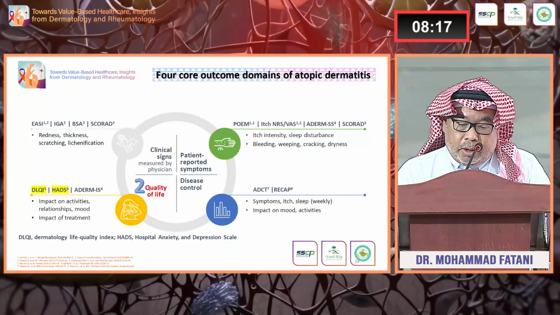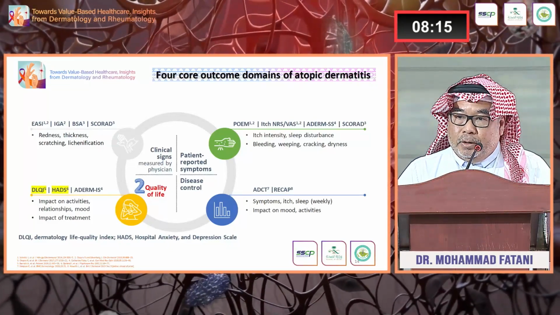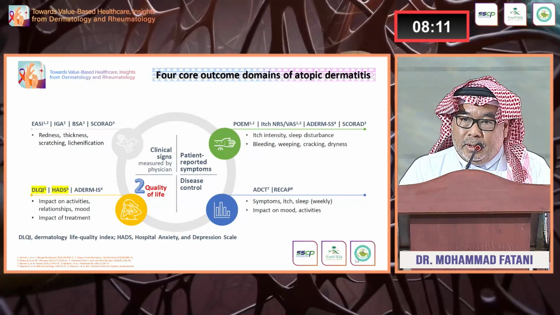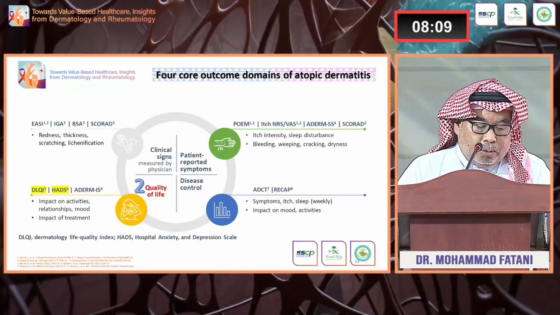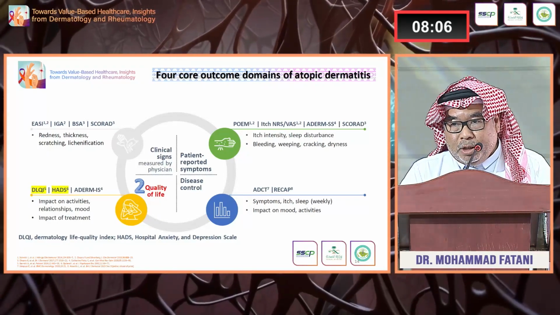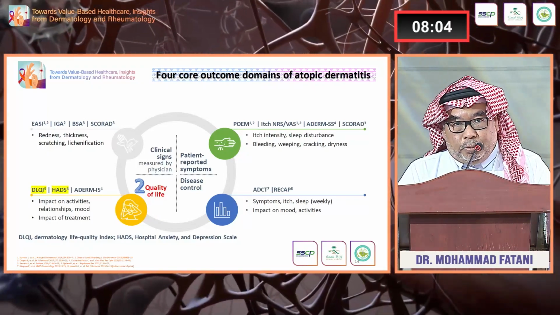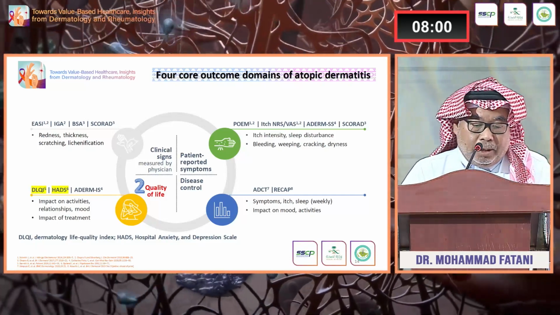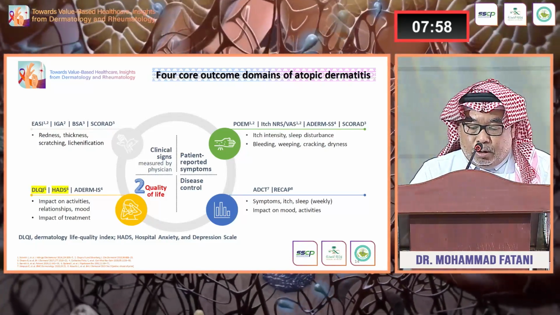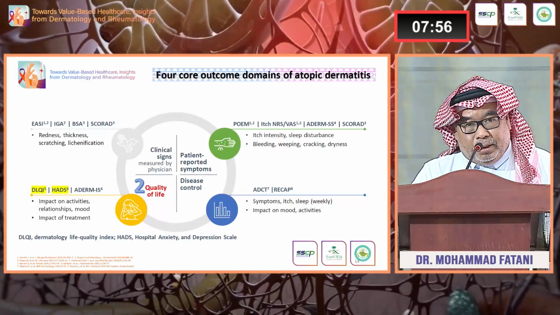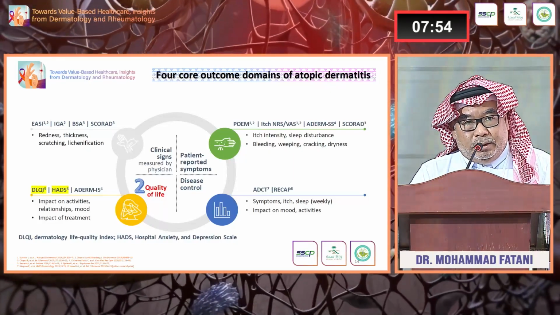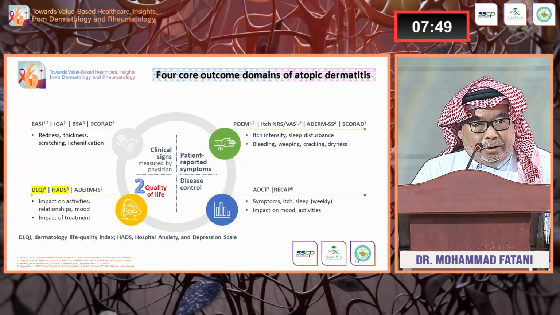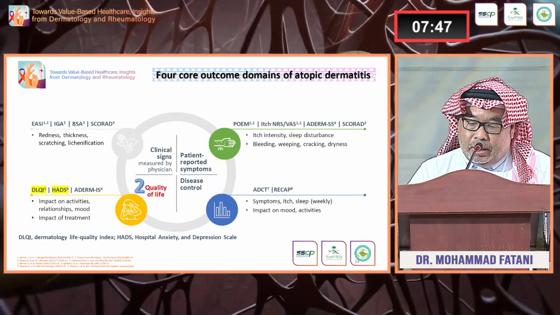Okay, second domain, which is the quality of life. In our clinic, we use DLQI, which is a simple questionnaire we usually distribute to our patients. Patients answer by themselves. The other one is the Hospital Anxiety and Depression Scale. This is usually used in clinical trials, and sometimes if you feel that a patient has a mental problem.